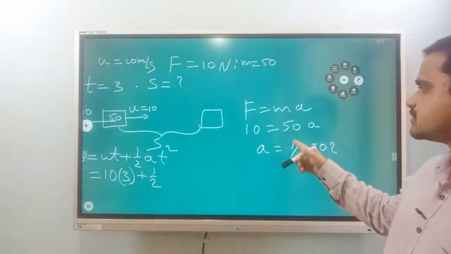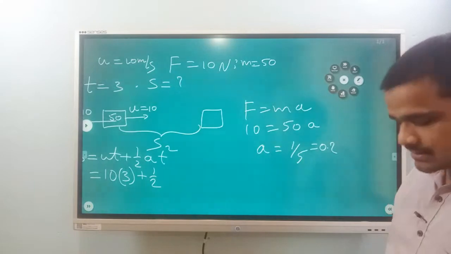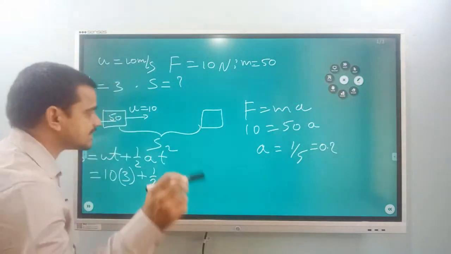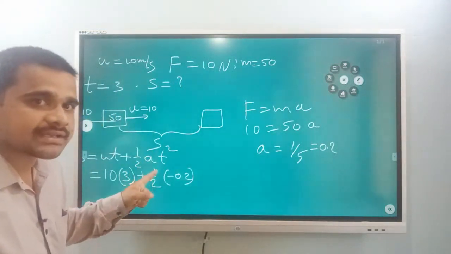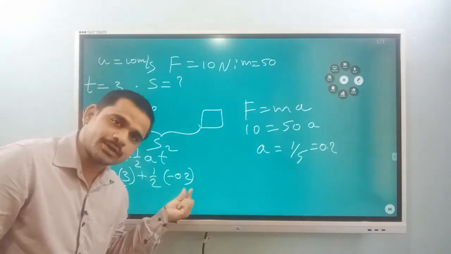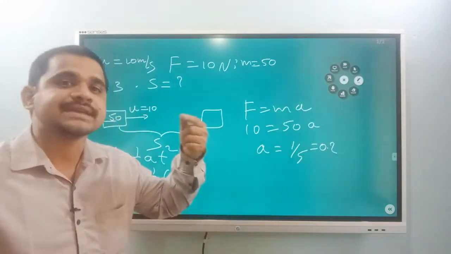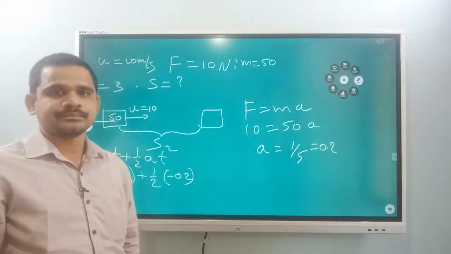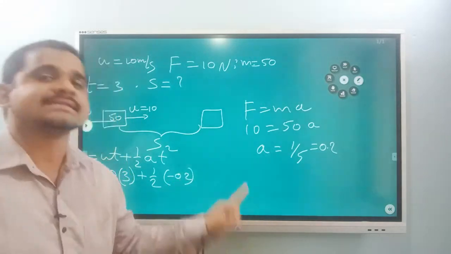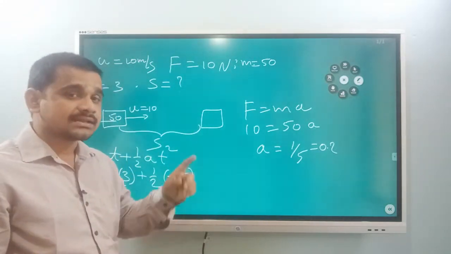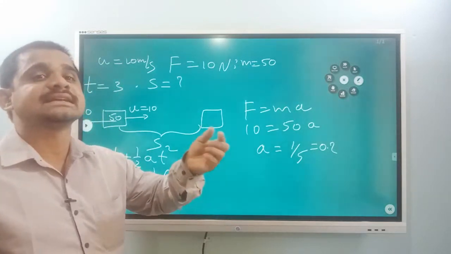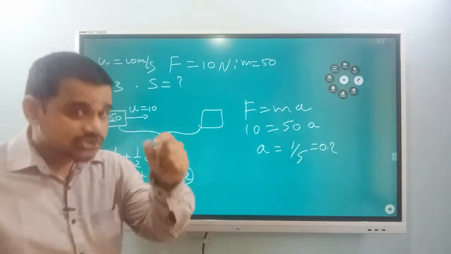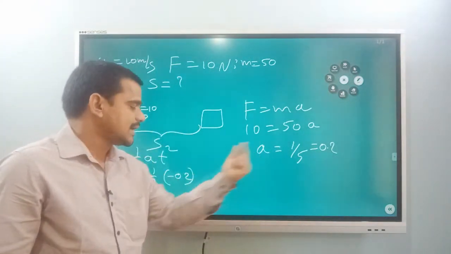What is this force? This force is a retarding force. Retarding force means speed is decreasing. That's why I am taking the minus. Here I am taking a as minus 0.2 because it's a retarding force. Retarding force means a force that decreases speed. By applying this force, the speed is decreasing. That's why I'm taking this one as a minus.